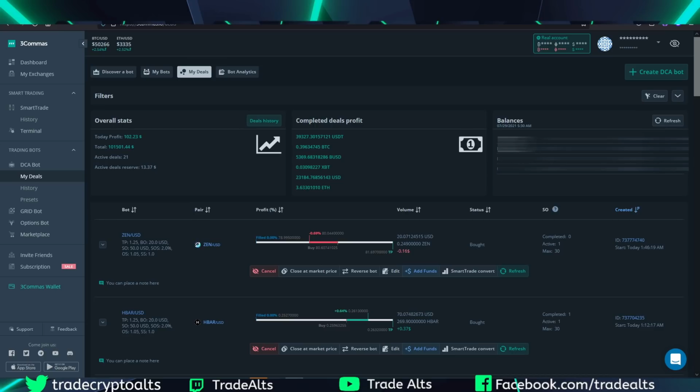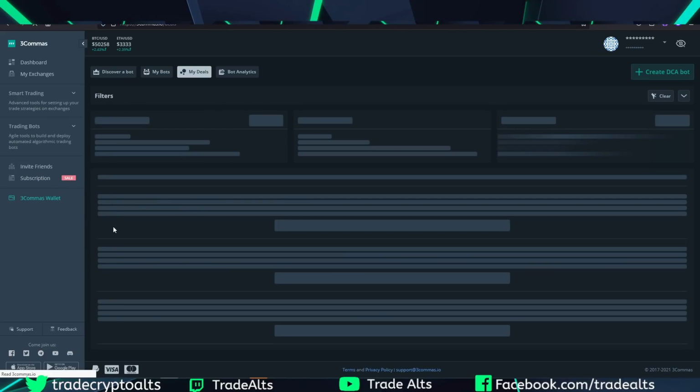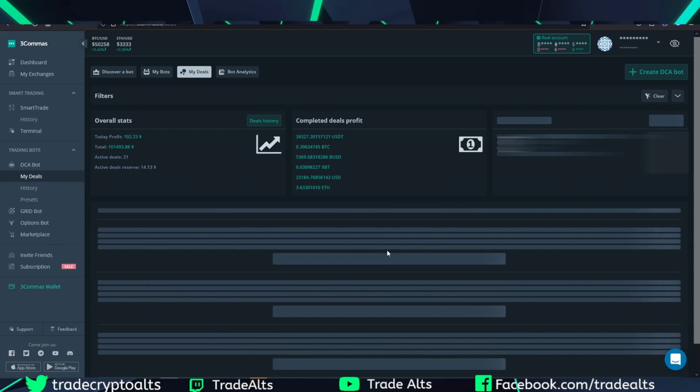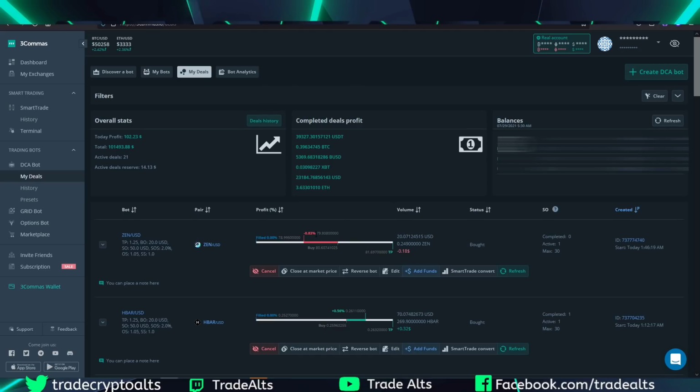All right, so here, 3commas.io. This is my account. I'm going to click my deals again, that way you can refresh and get some new data to look at. And again, today's profit, $102.23. Not too bad. We're not that far from where daily close was, so it's a decent start to the day. Total profit though, which is why we're here, $101,493.88. So that is the milestone, and a little bit above it now.